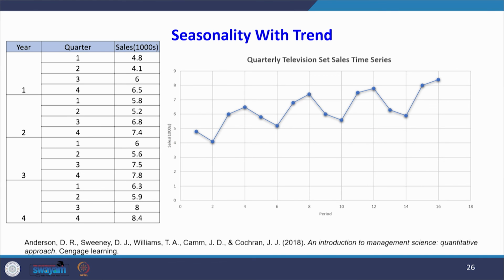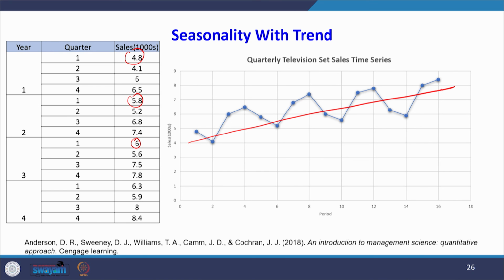The next one is seasonality with trend. Now, look at the year 1 data for quarter 1. It is 4.8, in year 2 it is 5.8, in year 3 it is 6. So, what is happening? There is a cyclic pattern and you see it keeps on increasing, the quarter 1 data for every year. So, here there is not only a cyclic pattern, there is a trend also.